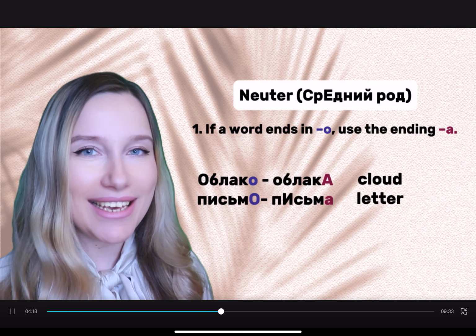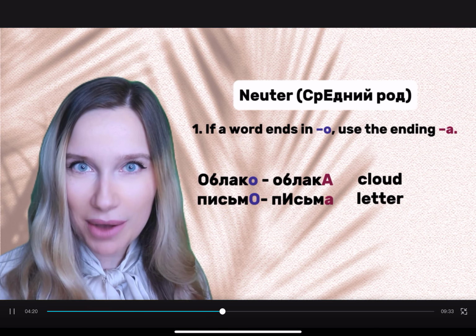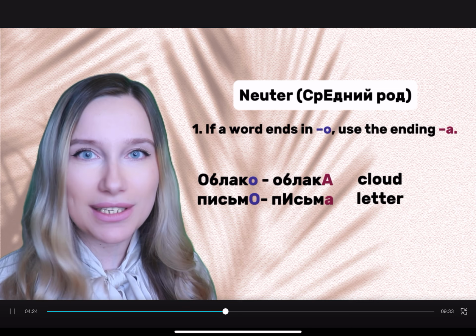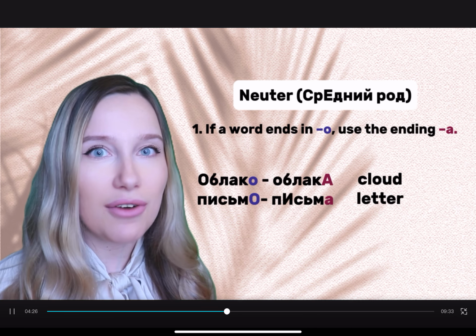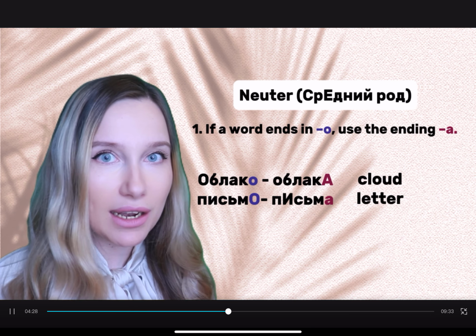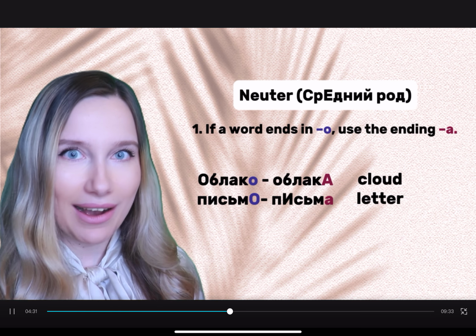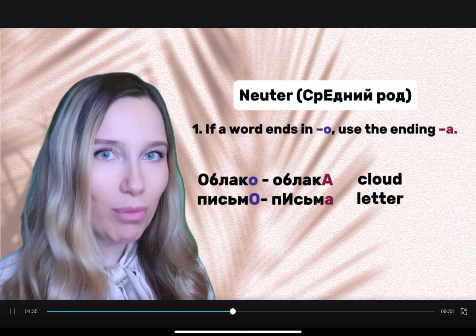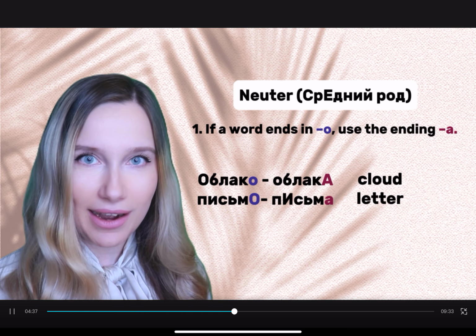And the last one is neuter. Let's talk about it. If a word ends in О, just drop this О and change it to А. For example, облако, облака. Be very attentive with the stress. Облако, облака.